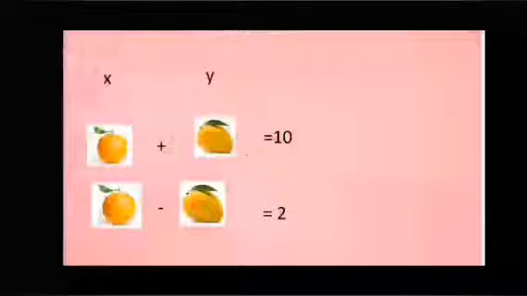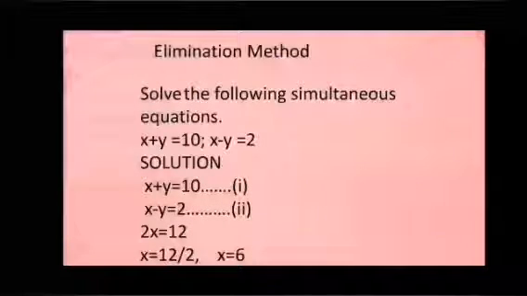Because there are 2 more oranges than mangoes, it means that the difference between the number of oranges and mangoes is equal to 2. So we replace the oranges with x and the mangoes with y. So x plus y is equal to 10. X minus y is equal to 2. We are going to solve for the exact numbers of oranges and mangoes using the elimination method. So our question now is, solve the following simultaneous equations.